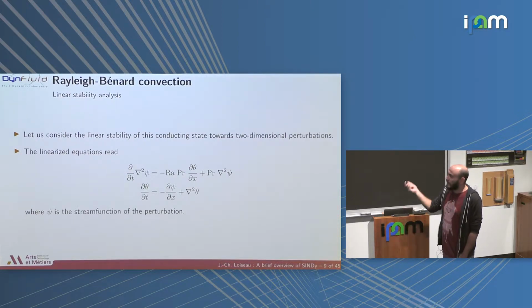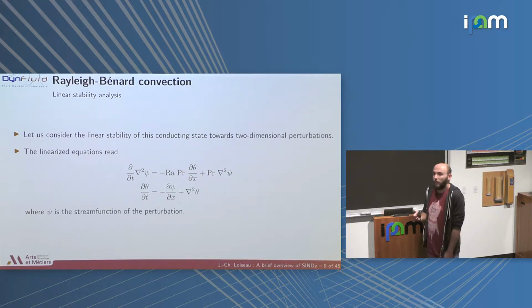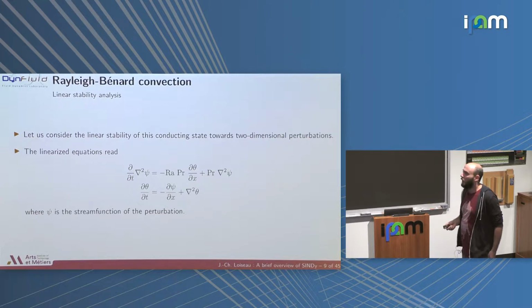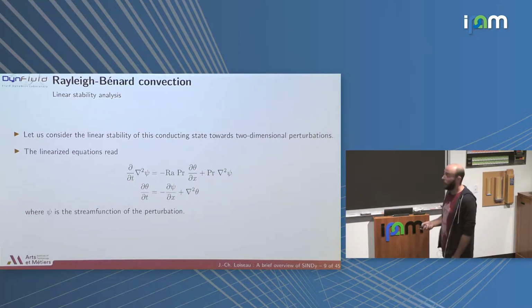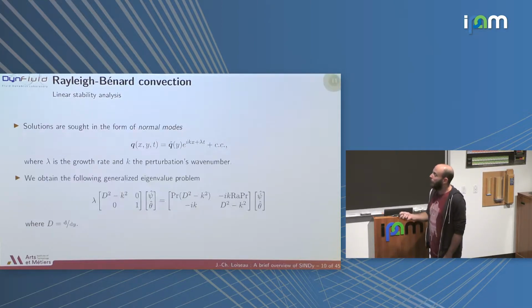Well, I wrote it slightly differently than before. Psi is basically the stream function, what we call in fluid mechanics the stream function. You should really understand it as the velocity field. It's just a different way to write it. So these are our linearized equations. We can look at their stability, look at the eigenmodes, and all that stuff.